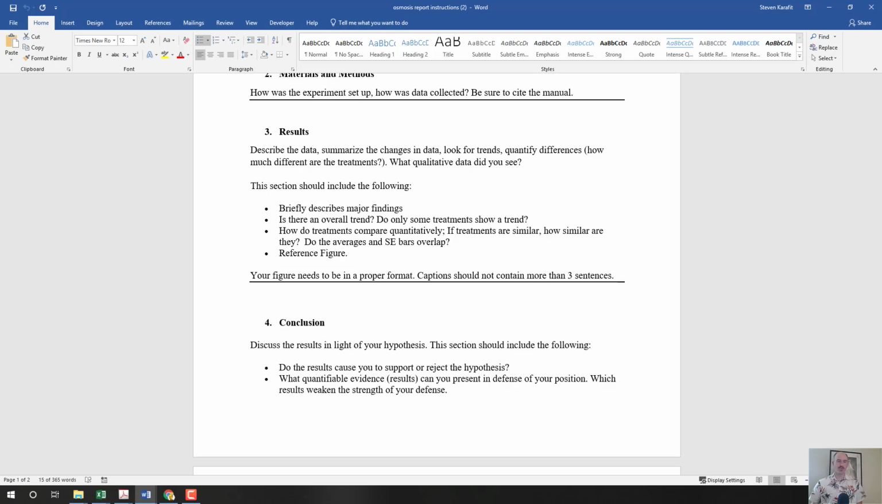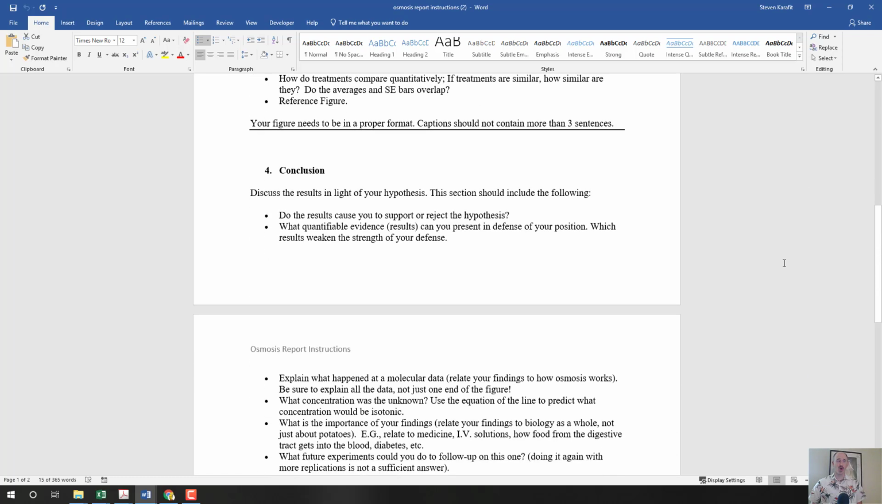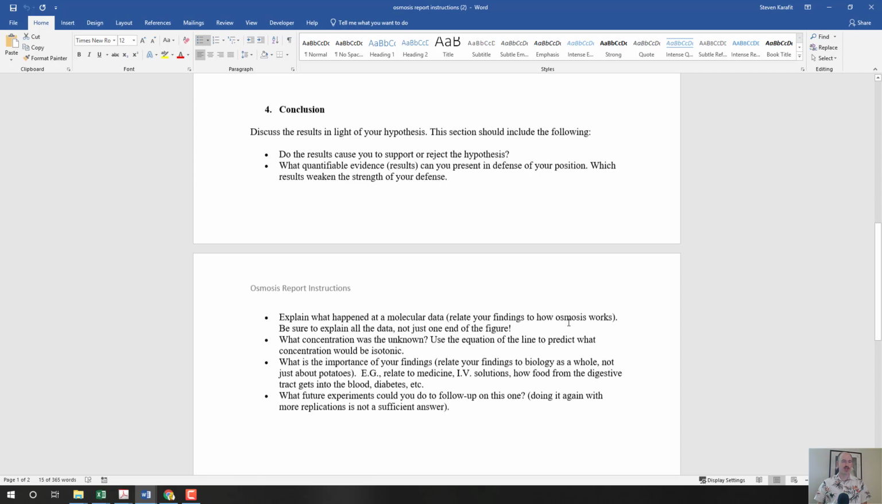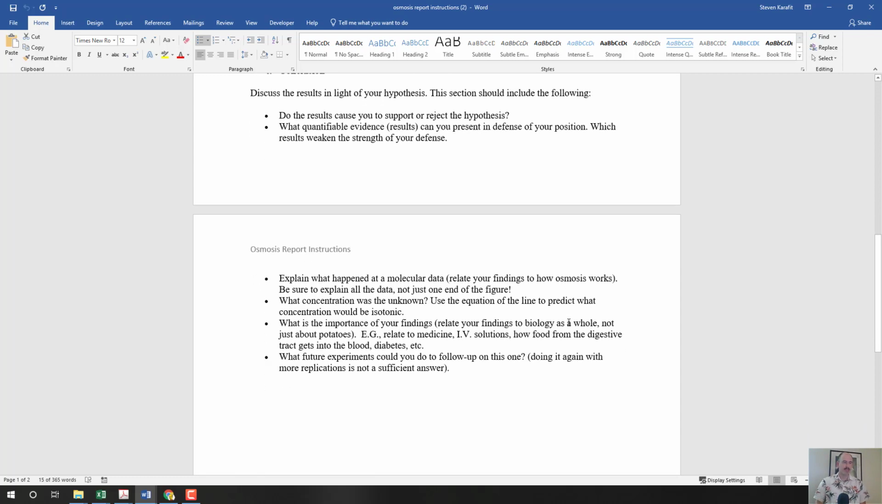Conclusion. This is one of the more important parts of the paper, and it may well be the longest part of your paper. It should be, usually anyway. Discuss the results of your experiment in light of your hypothesis. So, did the results cause you to support or reject your hypothesis? What quantifiable evidence can you present in defense of your position? What results weaken your defense? So talk about the data. How do you interpret it, and how does it strengthen your argument, or how does it weaken your argument?